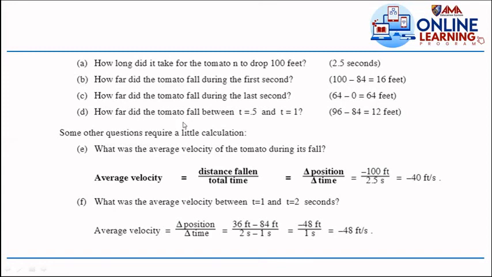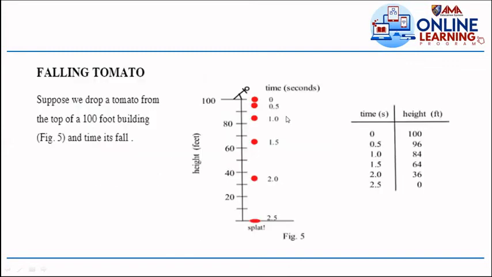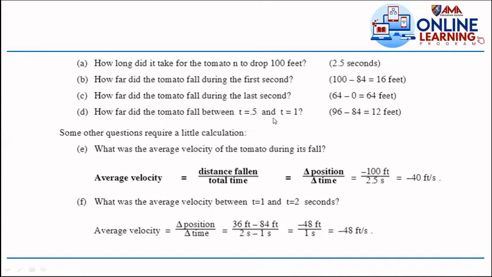Next, letter D. How far did the tomato fall between t is equal to 0.5 and t is equal to 1? By looking at your table, 0.5 and 1, we have 96 minus 84. The distance between the two is 12 feet. That is the answer.